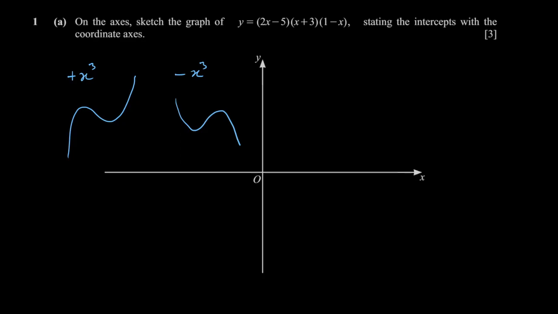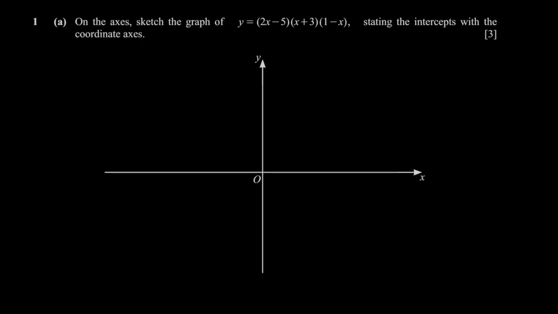Well, what have we got here? We've got a 2x times by an x, so that'll be 2x squared. But then we've got a negative x here, so that would be negative 2x cubed. So this is a negative cubic, and so we know the graph will be sloping down like that. That's the first point. The next point is to find the intercepts.